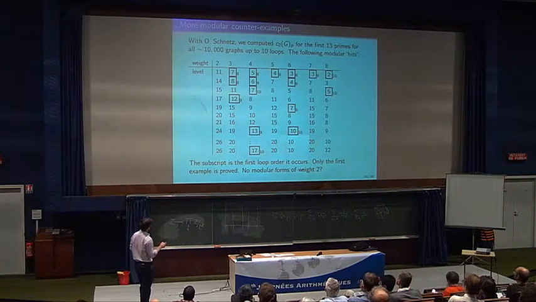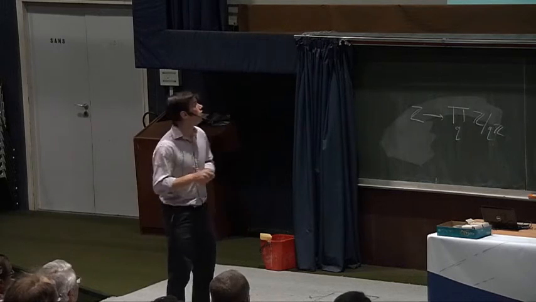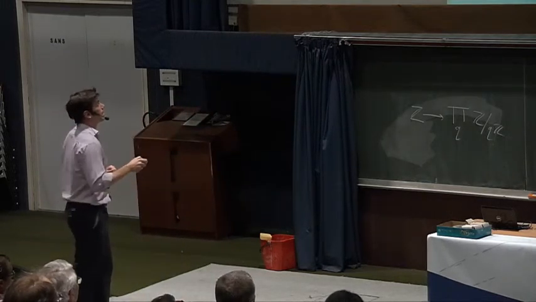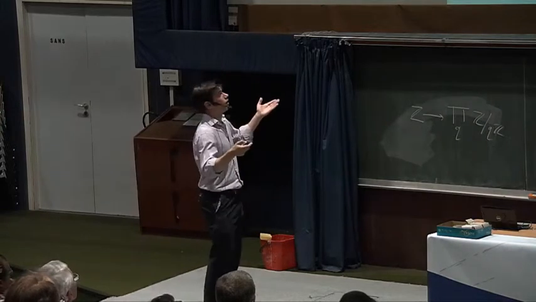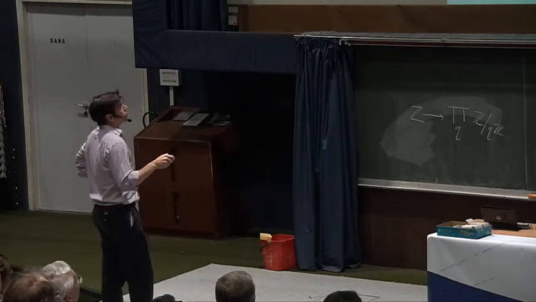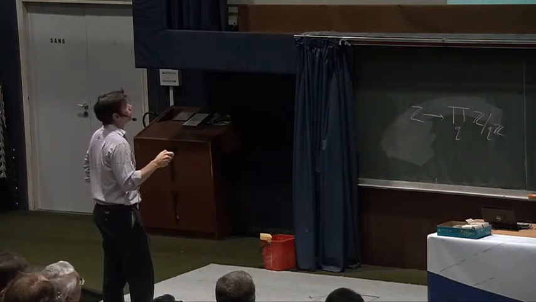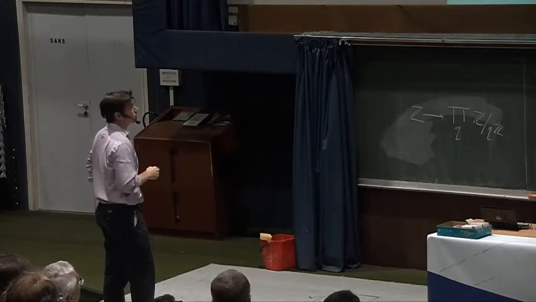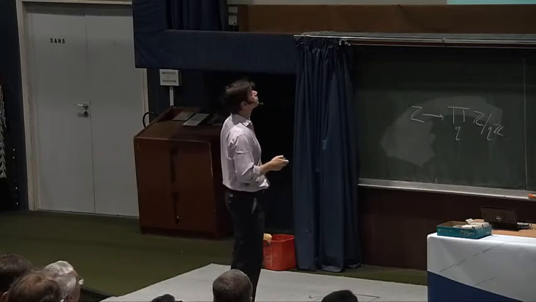Here are their weights and their levels in this table, where the subscripts indicate the first loop order at which they occur. The example we looked at earlier is this one, weight 3, level 7. It's the only example that's been proved. So all these others are conjectures. We conjecture that the corresponding hypersurfaces are modular. And in fact, it's worse than that, because there are several graphs that sometimes give the same C2 invariant, and we don't know why. Another strange observation is that there are no modular forms of weight 2 which occur. So that's kind of curious.